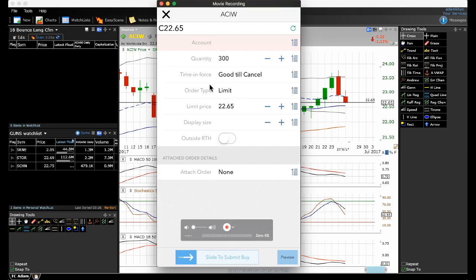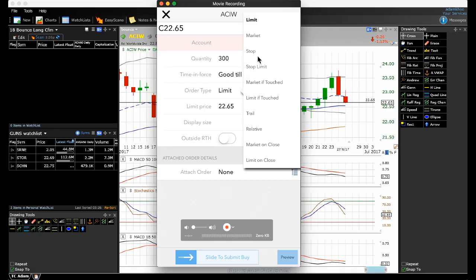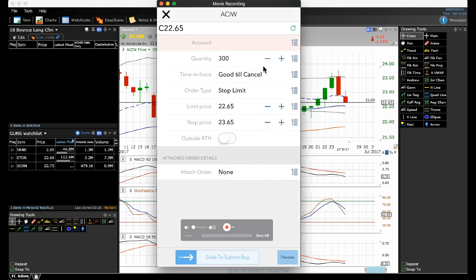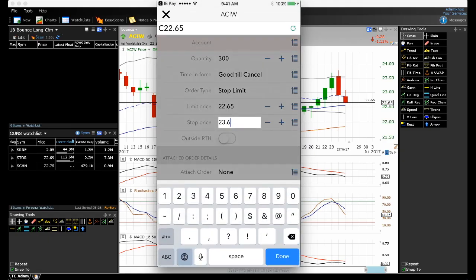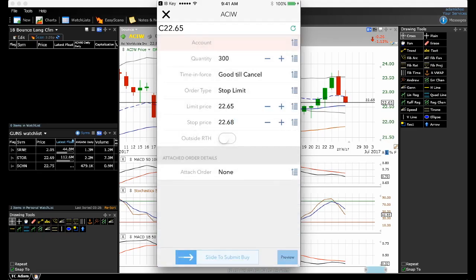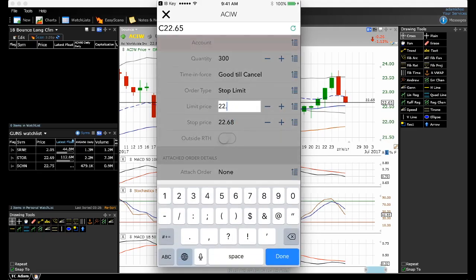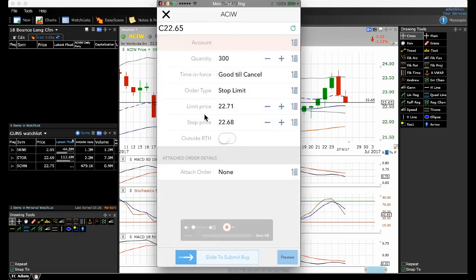And again, what is the order type? Click on that. Stop limit order. And again, you have to key in the stop price and the limit price. So that's the intended entry price. That's the maximum you're willing to pay. So I'm going to use the same figures as previously. Stop price would be 22.68. So if it goes to 22.68, it will buy at the market price, but no more than 22.71. That is the limit I'm willing to pay.